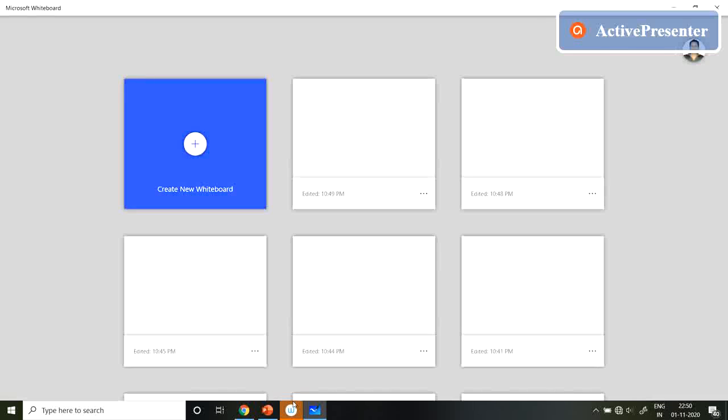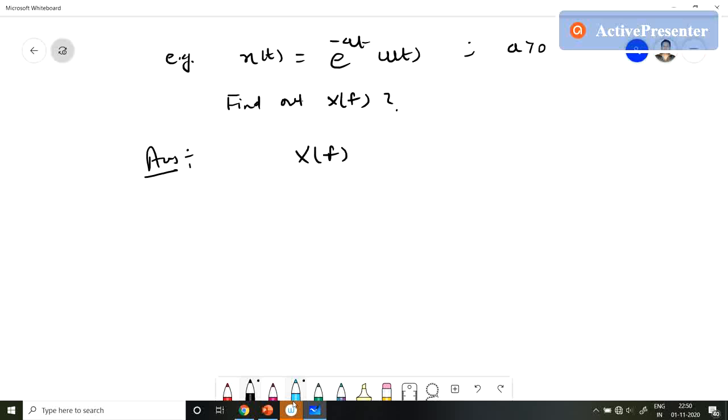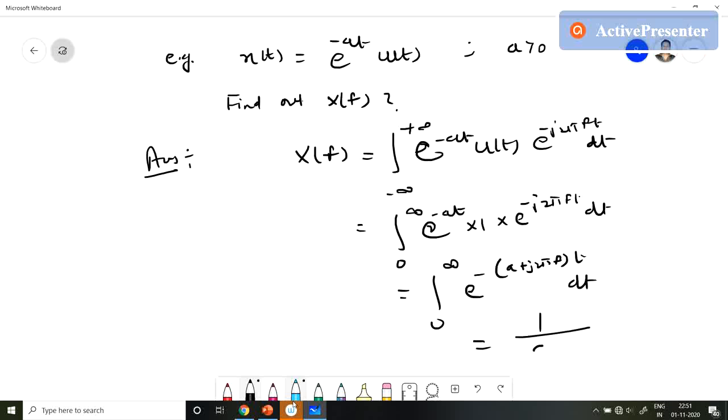Let us discuss another example: x(t) equals e raised to the power minus at times u(t), where a is greater than 0. Find X(f), the Fourier transform. So X(f) equals integral from minus infinity to plus infinity of e raised to the power minus at u(t) e raised to the power minus j2 pi ft dt. Now it equals integral from 0 to infinity of e raised to the power minus at times 1 times e raised to the power minus j2 pi ft dt, which equals integral from 0 to infinity of e raised to the power minus (a plus j2 pi f) t dt, and that equals 1 divided by (a plus j2 pi f). So this is X(f).